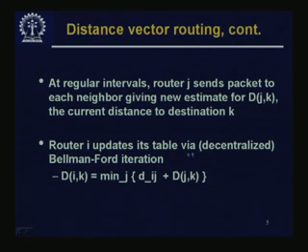Router i updates its table via decentralized Bellman-Ford iteration. So, dik is equal to minimum over j of dij plus djk. That means, through all the neighbors, which one gives the minimum distance to a particular destination k.